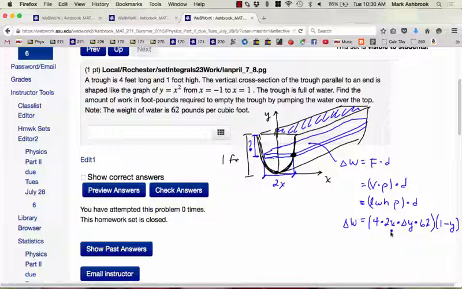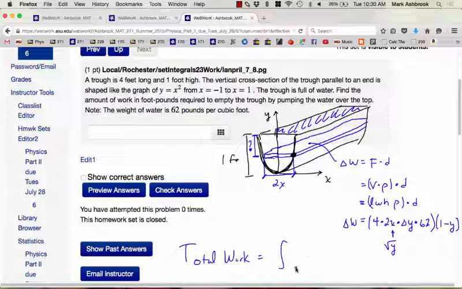Okay, so we've got to get this x in terms of y. What is x in terms of y? That one's easy, because if y is x squared, then x is radical y. So we're ready to go. So the total work is the integral of all the bits of work, all the delta w's. From what to what? It's going to be dy. The first little bit is at y equals 0, and the last little bit is at y equals 1. So we're going to go from 0 to 1.